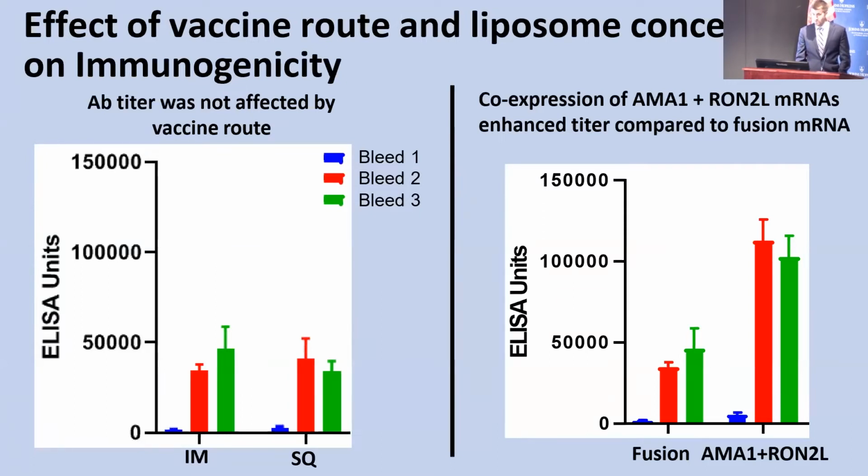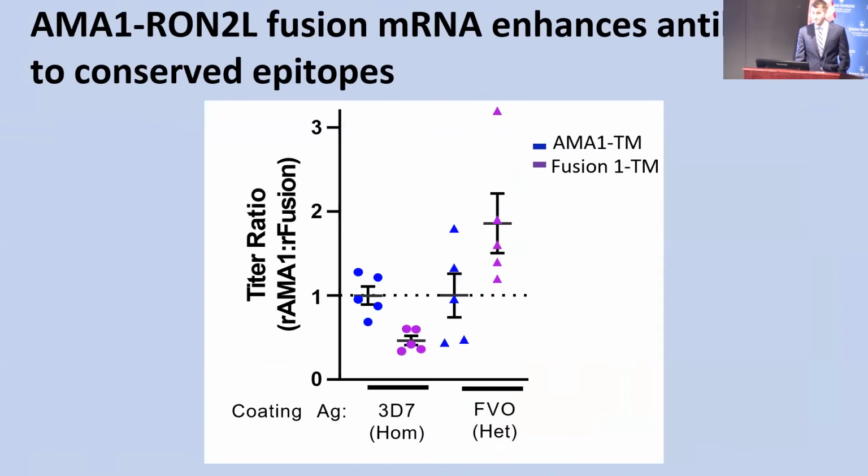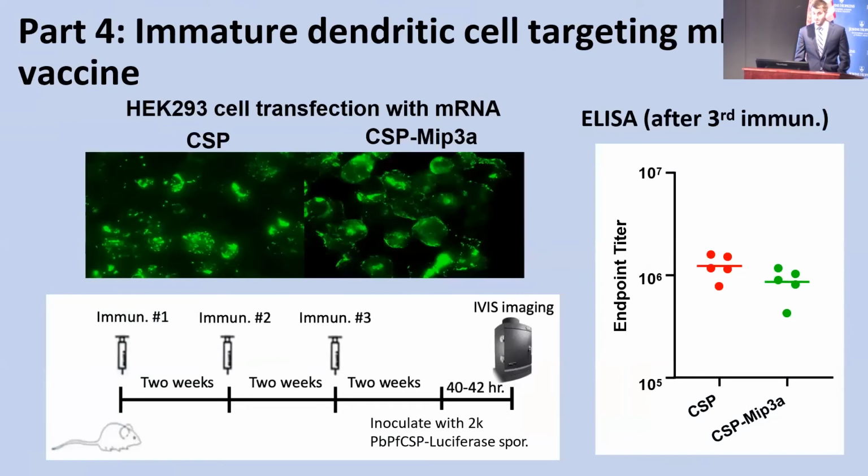And I'll just touch briefly on the right. We found as a side result that with double the dose of liposomes, we also get a significant increase in the immunogenicity of the vaccine. And similar to the fusion protein, we perhaps see more antibodies to conserved epitopes when looking at a heterologous antigen like FVO over 3D7.